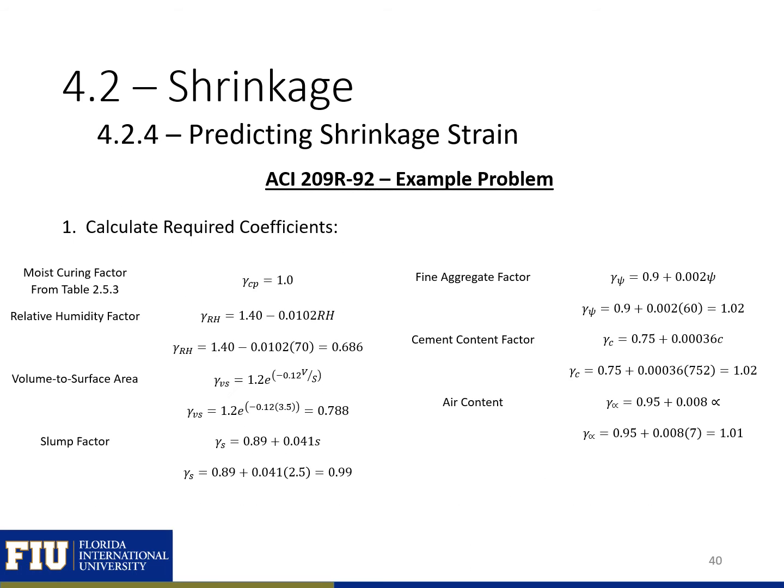The first step is to calculate all of our required coefficients. This is essentially just plugging in all the values from the previous slide into our expressions that we went through from ACI 209R. We find our relative humidity factor, our volume to surface area factor, moist curing factor, slump factor, fine aggregate factor, cement content factor, and air content factor. So we're going to use all of these factors to find our ultimate strain on the next slide.